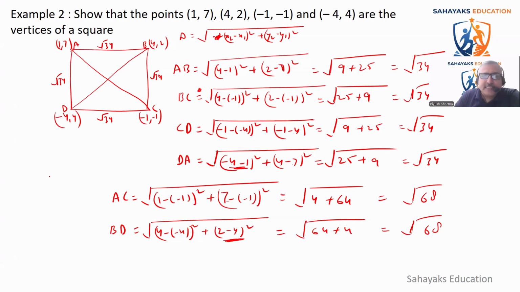And hence we can say that figure ABCD is a square. Okay, guys.